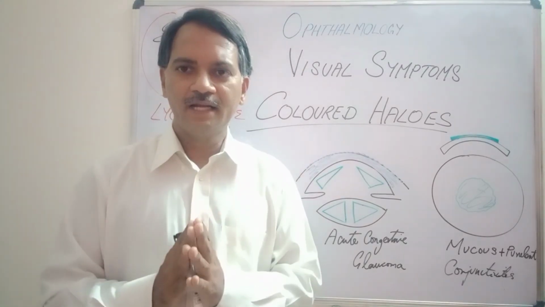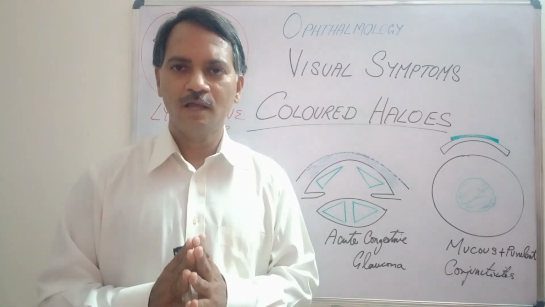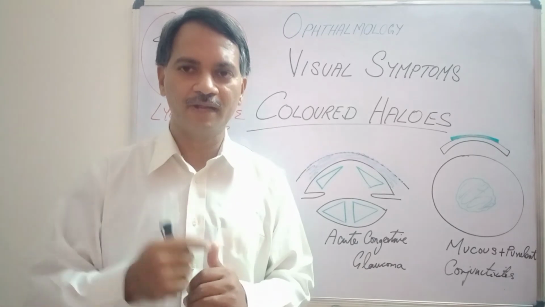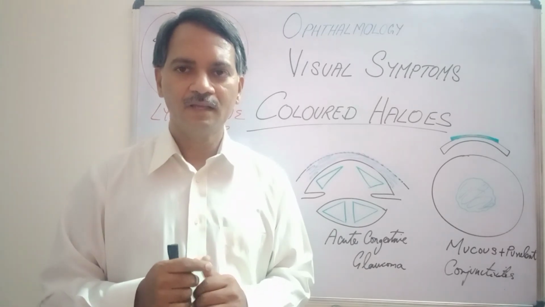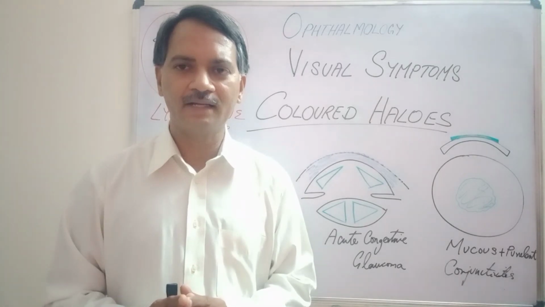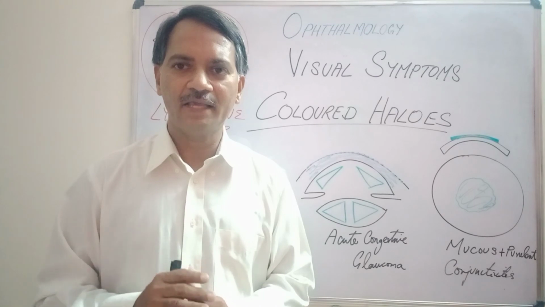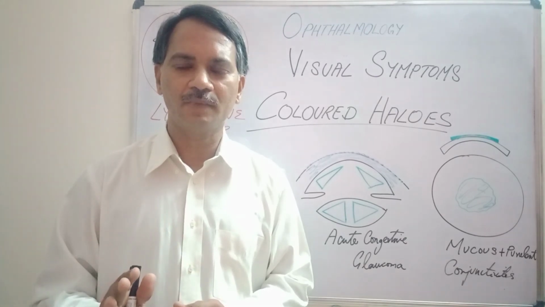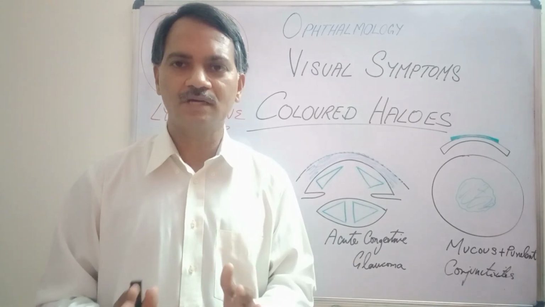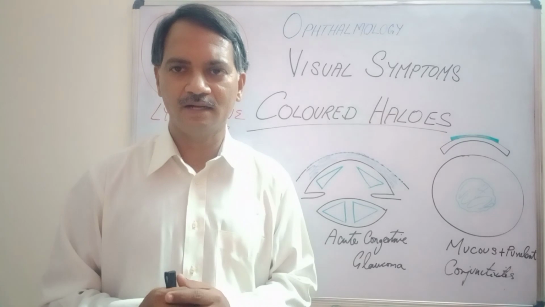We know that colored halos can be seen by a normal person when he is in the dark and looking at a bright source of light at a distance. A person with cuneiform cataract can also experience colored halos. A person with acute attack of angle closure glaucoma can also experience colored halos. A person with mucus or mucopurulent conjunctivitis can also experience colored halos.